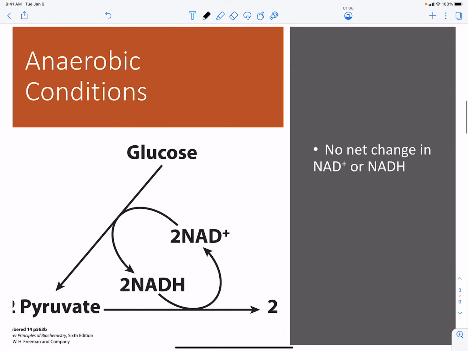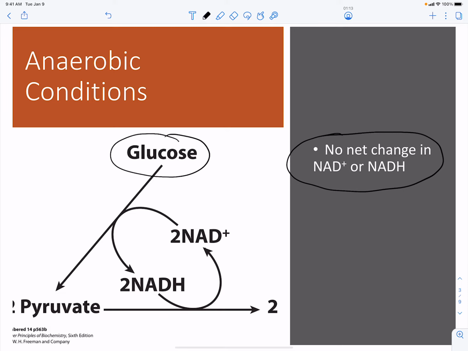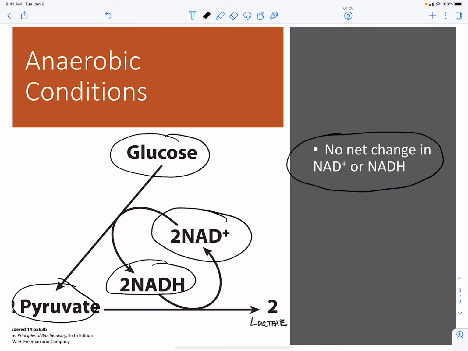Now again, there's no net change in NAD or NADH in anaerobic glycolysis. When you convert glucose to pyruvate, you generate 2 NADH, and when you convert pyruvate to lactate, you generate 2 NAD. So it's a cycle that keeps this going. And remember, in glycolysis, you have a net ATP of 2. So you want to make sure to keep that available so that you can keep making that net 2 ATP.